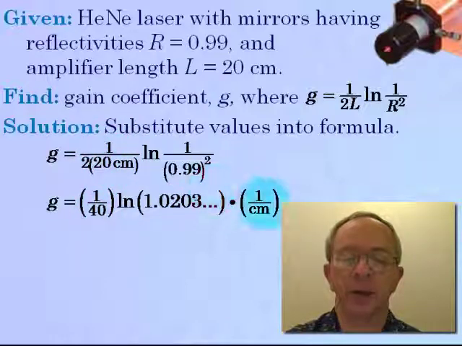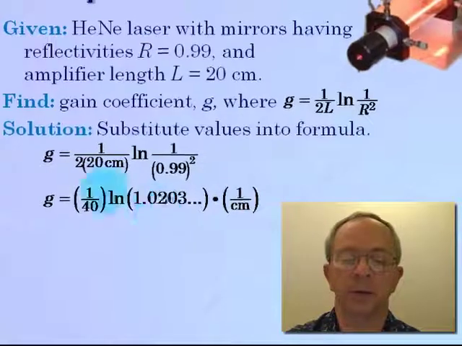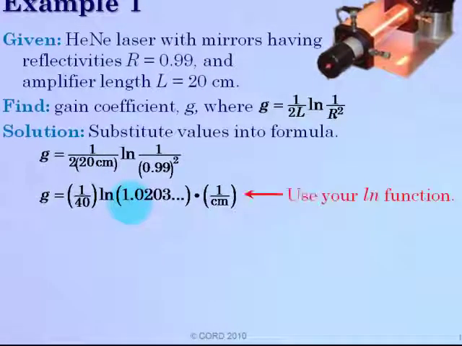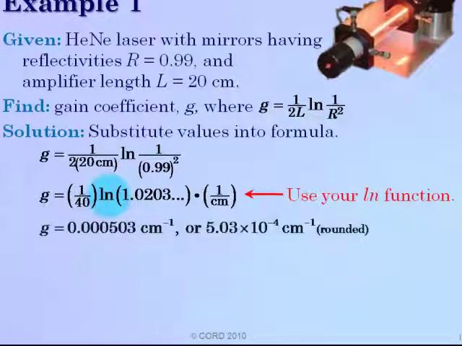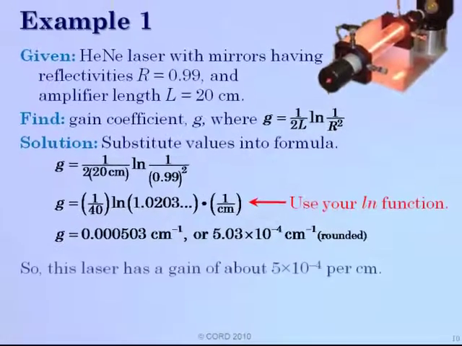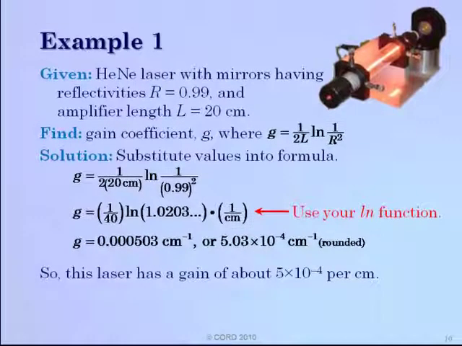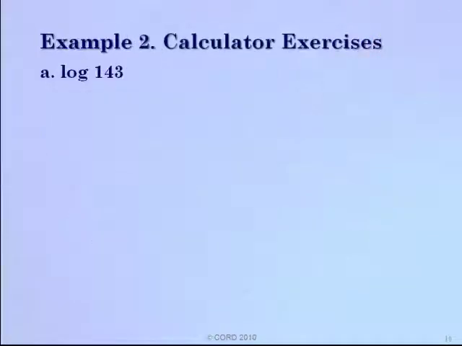And the centimeters, we'll pull that 1 over centimeter out over here so it doesn't get mixed up with our calculations. Now we get to use our natural log function on our calculator. So go and do that, and the answer will be 0.000503 per centimeter. Or if we put it in scientific notation, that would be 5.03 times 10 to the minus 4 per centimeter is our gain coefficient. So this laser has a gain of about 5 times 10 to the minus 4 per centimeter.